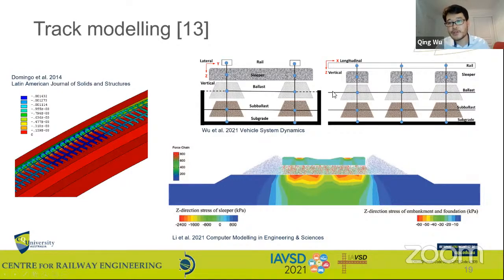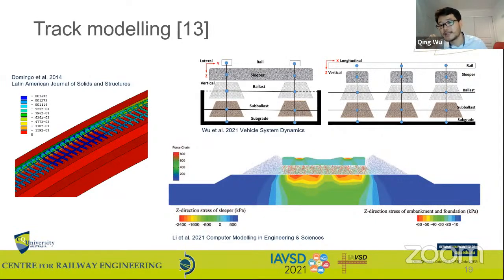The top right figures show another method to simulate the track system, where we simplify the ballast and the sub-ballast as blocks. They are connected by springs and dampers. They are different from a finite element, which is continuous. But in this case, we simplify the ballast as blocks, and for the rail, we still model it as finite element. It's just for the ballast and sub-ballast that we model them as discrete, equivalent blocks.